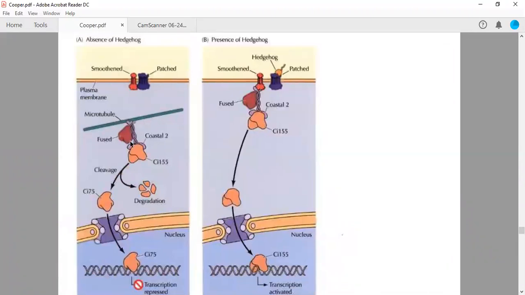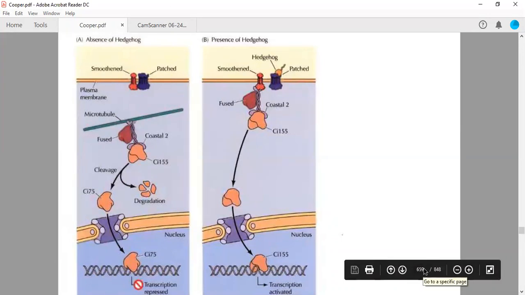In the cytosol it forms a complex with the transcription factor. Costal 2 interacts with the Cubitus interruptus protein in Drosophila and GLI in mammals, and also interacts with the microtubule. Costal 2 is related to the family of kinesins. If you want to know the details of what costal 2 and kinesins do inside the cell, you can move to page number 511.